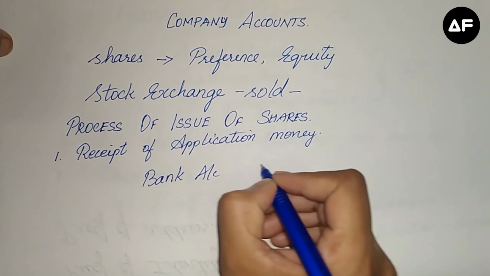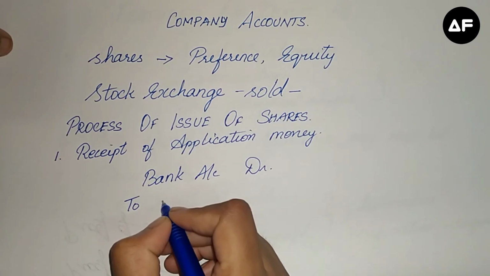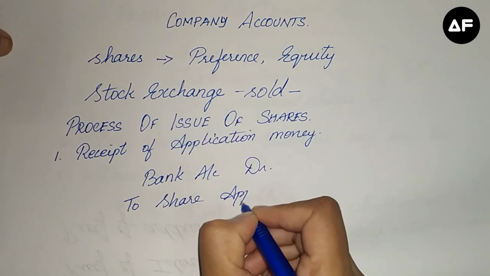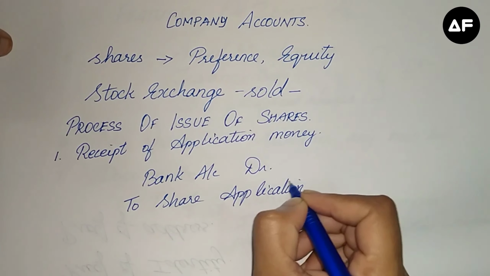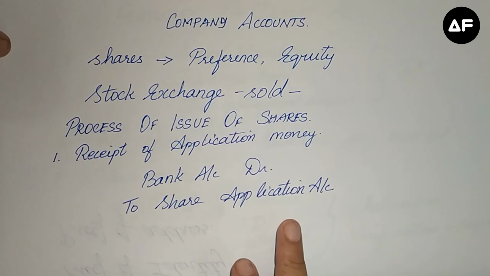So bank account debit. To, what is he going to give you? He's going to give you his application. So share application. So all these entries will be on the basis or from the point of view of the company. So share application account. So this is the first entry.